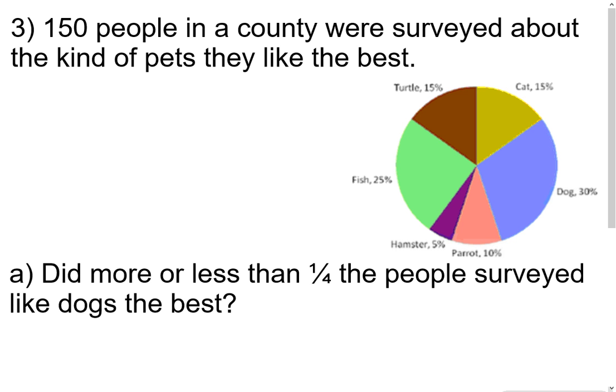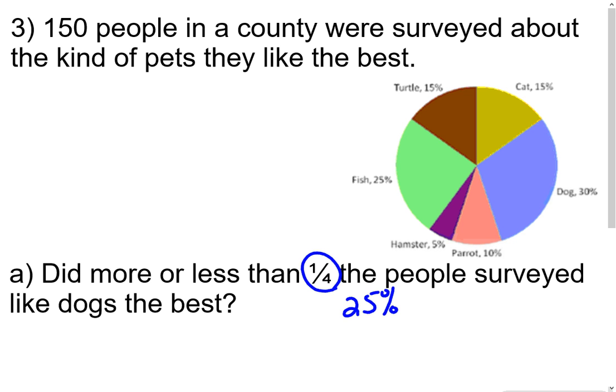And now I want to be able to pull information out of that by answering questions. So the first one asked, did more or less than 1/4 of the people surveyed like dogs the best? Well, I look at my circle graph, and I notice that everything is in percentages. It's not in terms of fractions. So I would look at this 1/4, and I'd say, well, what is 1/4 as a percent? If we take the 1 divided by 4, it turns out to be 0.25, which is 25%. So it's basically saying, did more or less than 25% of the people surveyed like dogs the best?